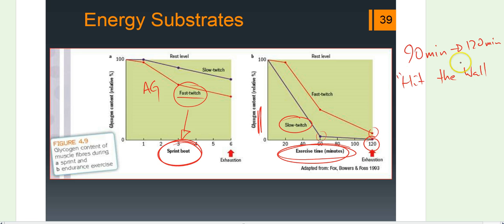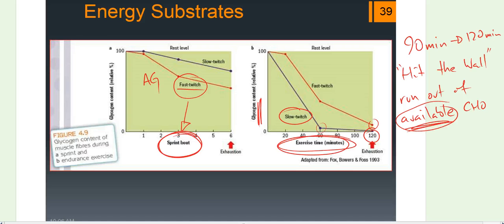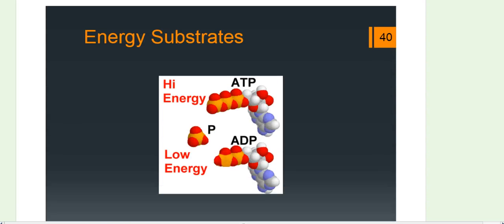the wall. So the term hit the wall means we run out of available carbohydrates in the body. We don't run out of all carbohydrate in the body. If we do, we'd be dead because our brain requires glucose. So it's running out of available carbohydrate for physical activity. Unless, of course, you're ingesting carbohydrate.